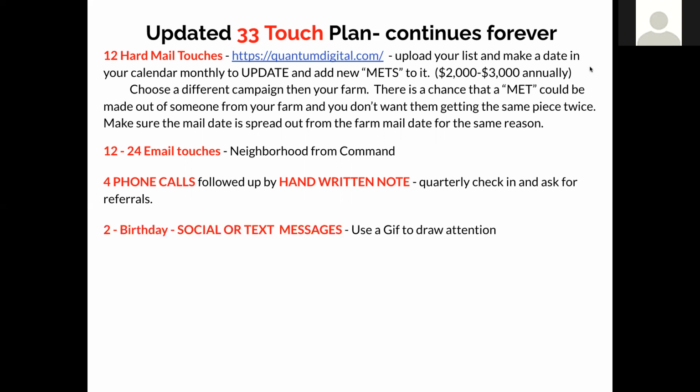The next thing that's going to happen through our program is when we're doing our social touches during the 8x8, we're going to scrape people's birthday information off of Facebook, Instagram, etc. We're going to put that into Command. Command is going to remind you to hit, if there's a husband, wife, 2 spouses, hit them both for a birthday social text. You send a little GIF, a funny little GIF, draw their attention. Command will remind you to do that.